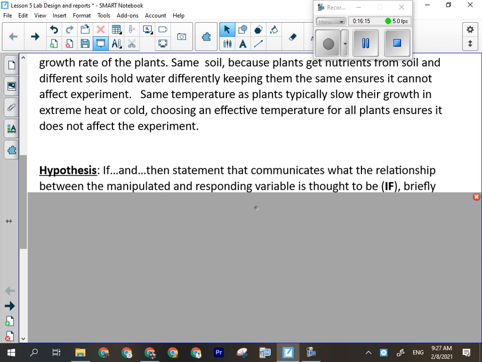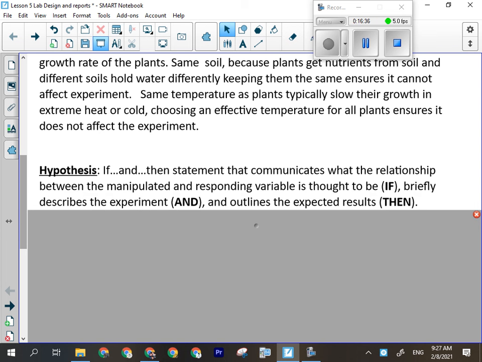That's the if part. So for this experiment, the if part would talk about the effect of light. If light has a positive effect on plant growth, or if plants need light to grow, something along those lines. I'm stating here's the relationship between light and plant growth, manipulated and responding. Briefly outline the experiment. That's the and part. So the and part of my experiment would be something like this, just a brief description: and 6 plants, all receiving different amounts of light, are tested over a 6-week period, or something like that. And then outline your expected results.